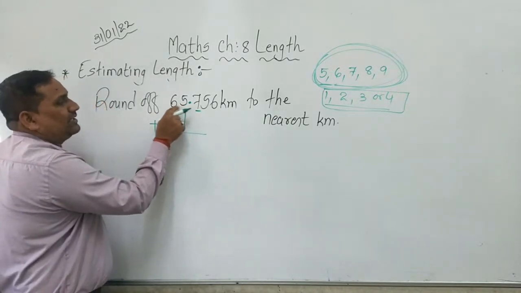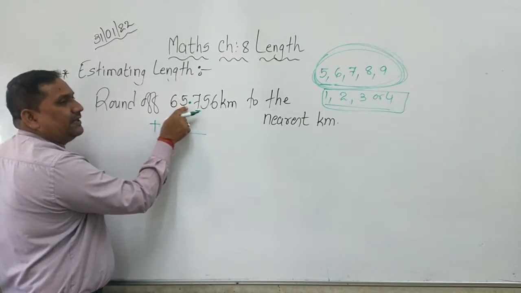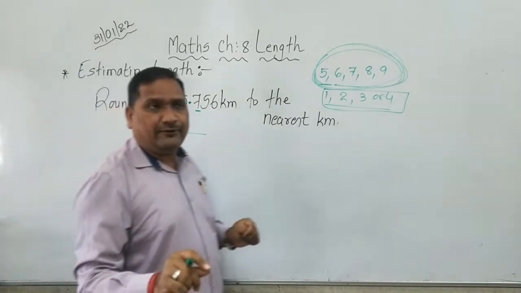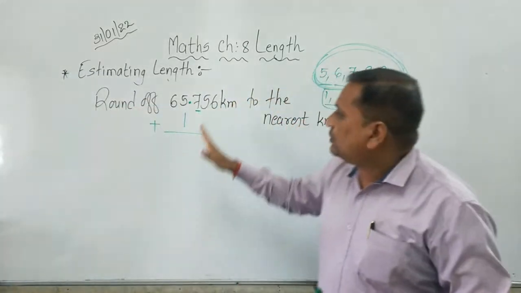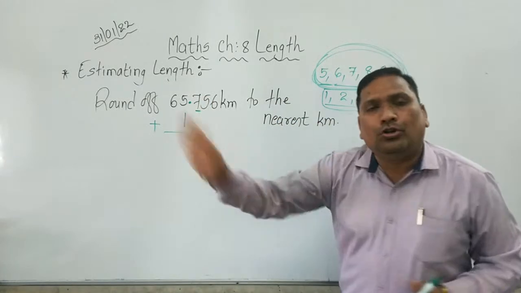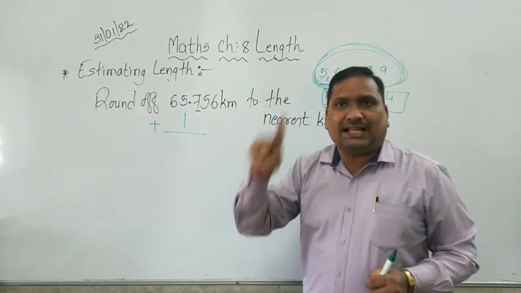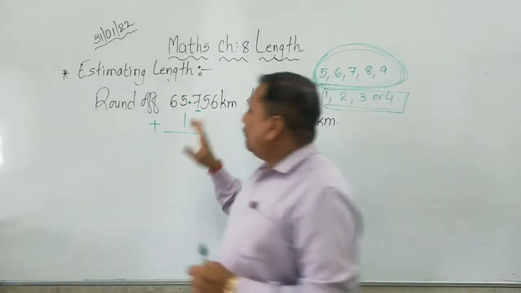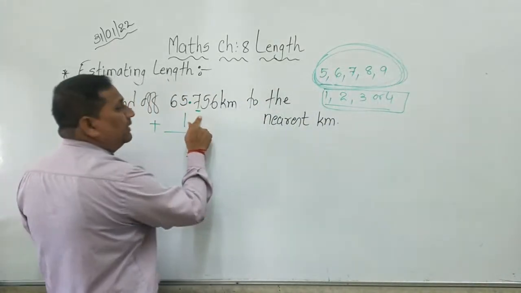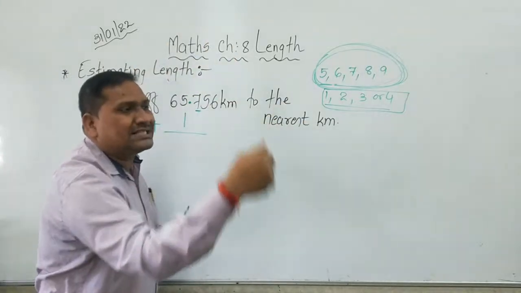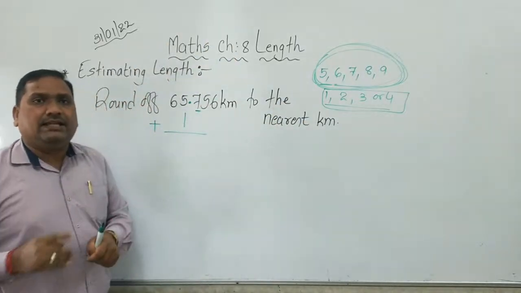Before decimal what is it? 65. So we have to add 1 in 65. Decimal के पीछे जो भी दिया है उसको भूल जाना है. उसको हमें कंसीडर नहीं करना है. खाली क्या कंसीडर करना है? What is the first number after decimal? Decimal के बाद कौन सा नंबर दिया गया है?